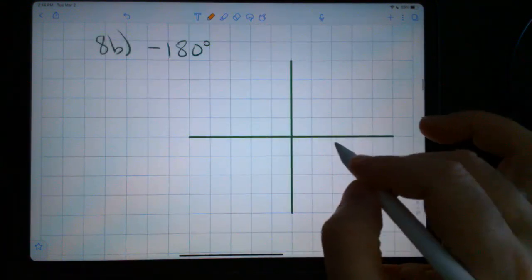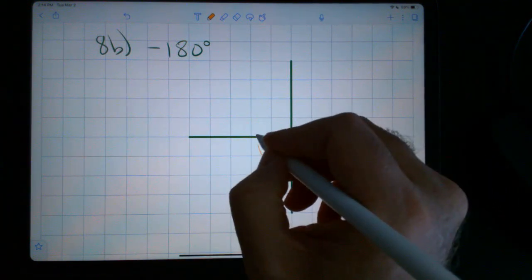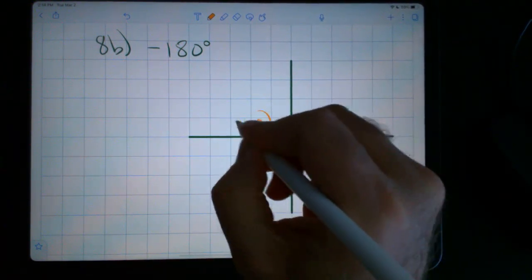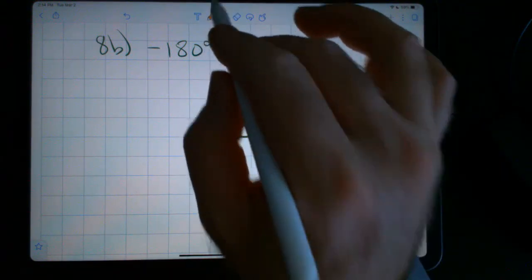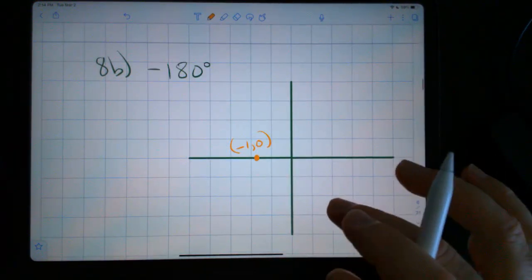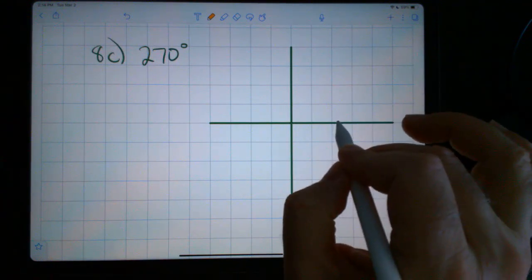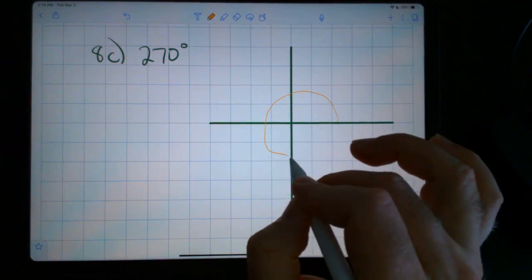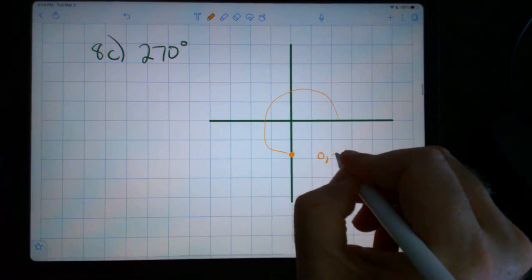Negative 180, you're going to go negative 90, negative 180. And this point is at negative 1, 0 because we're using the unit circle. 270 degrees. There's 90, 180, 270. This point is at 0, negative 1.